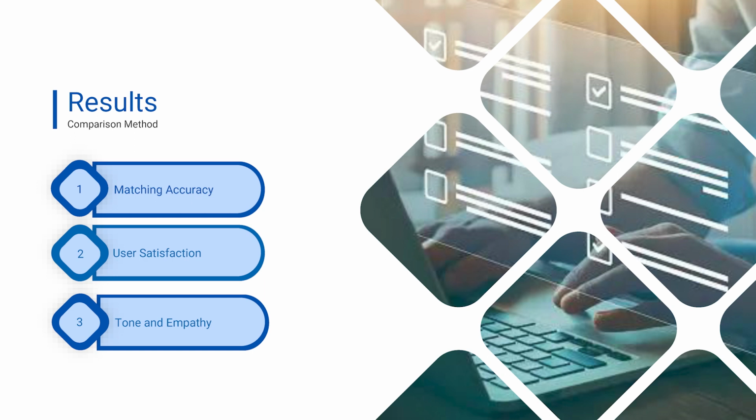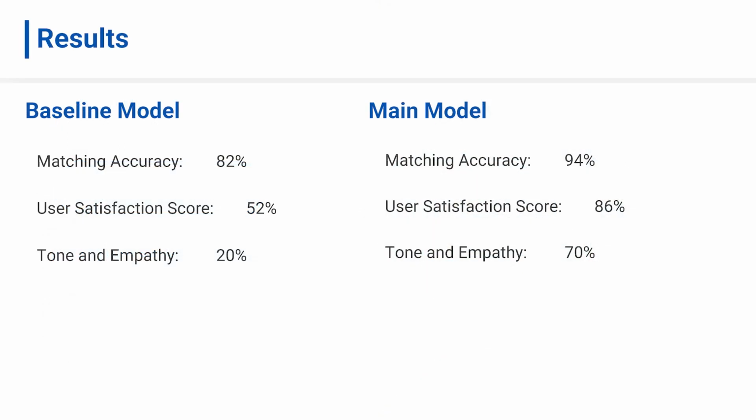We also have a second metric, user satisfaction, because we are designing a customer service bot. We invited a group of people to use our chatbot and assign a score for whether they are satisfied with the service the chatbot provided. And we also find it important to include tone and empathy as one of our evaluation metrics, as it's important to measure how well the chatbot enhances the user's comfort and performs a contextual and empathetic interaction with users. And here are the numbers of the results for the baseline model and main model.